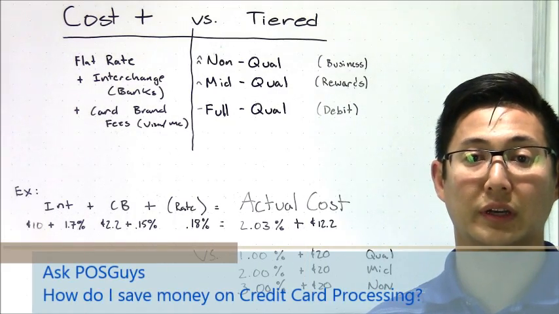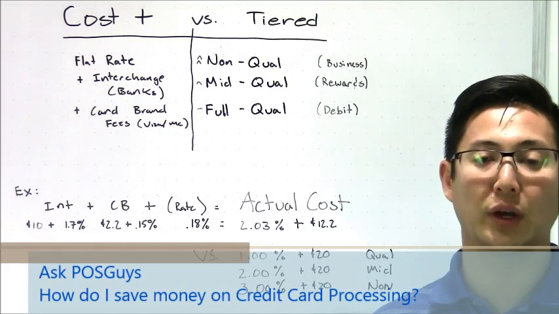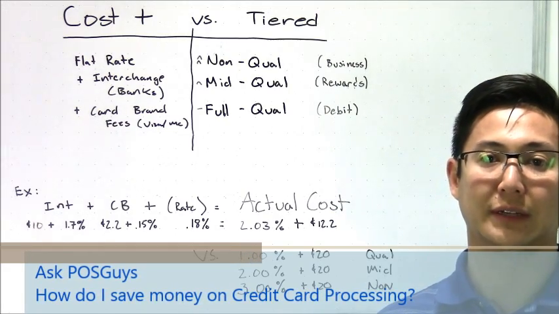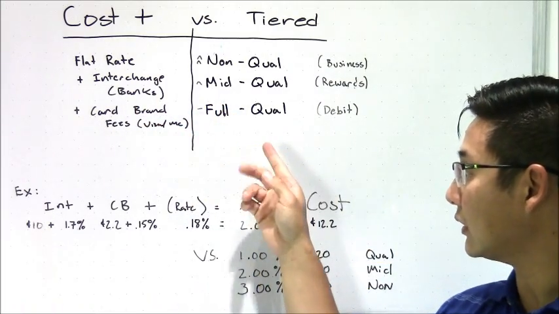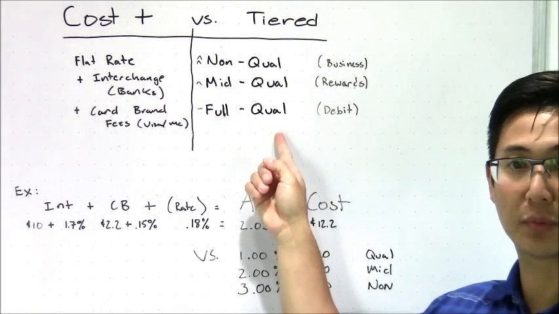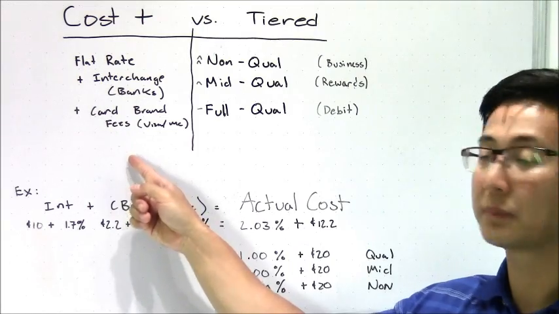Today we're going to talk real quickly about credit card processing rates and what you need to know in order to get the lowest rate. Generally, when you're looking at credit card rates for merchant services, you're going to have tiered pricing and you're going to have cost plus pricing.